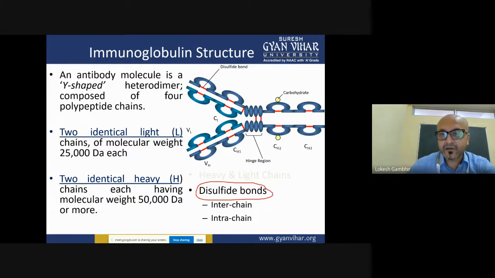The red color bonding pattern shown in this particular image is actually disulfide bonds, and a single antibody contains about 14 disulfide bonds that we talk about. 14 disulfide bonds.